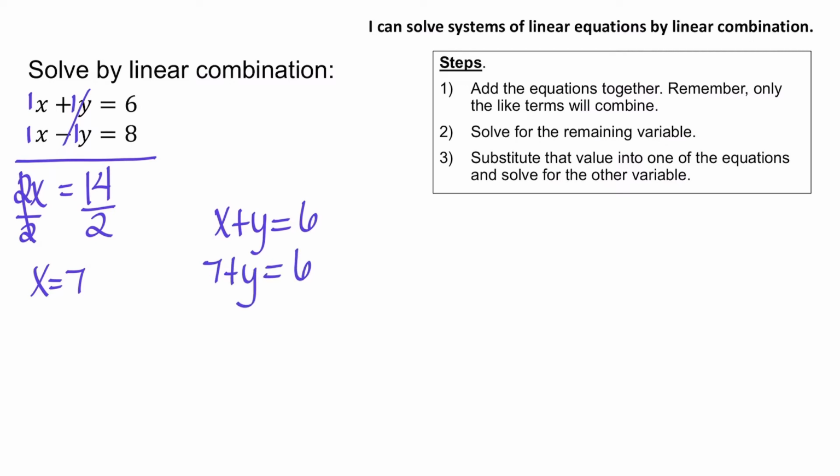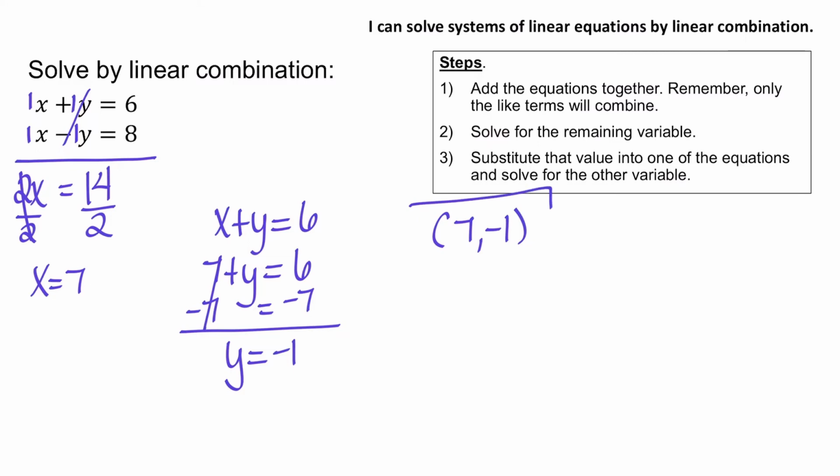Now to solve for y, I'm going to do the opposite of 7, and I'm going to subtract 7 from both sides. So when I subtract 7 from both sides, I'm left with y equals 6 minus 7, which is negative 1. So when I write my solution, I can write it as an ordered pair, which is 7, negative 1.